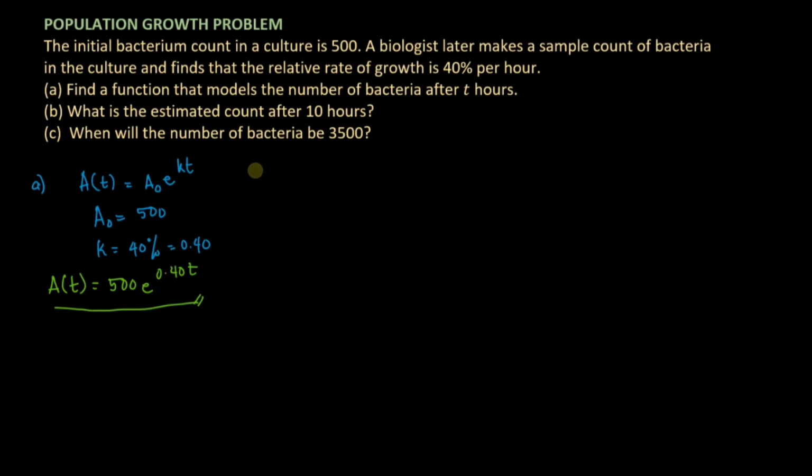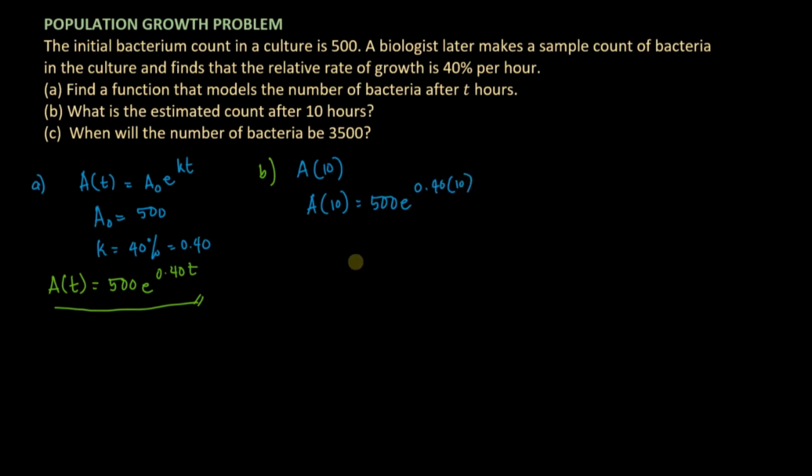Okay? How about letter B? What is the estimated count after 10 hours? To answer letter B, we are going to use this model. So we have to find A of 10. Simple substitution: A of 10 is equal to 500 e raised to 0.40 times 10.